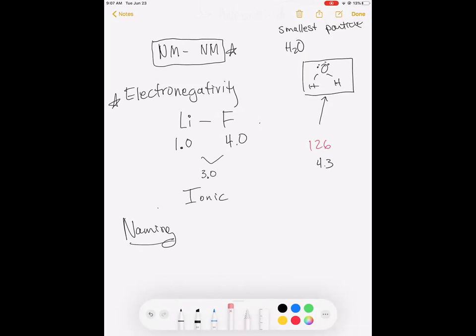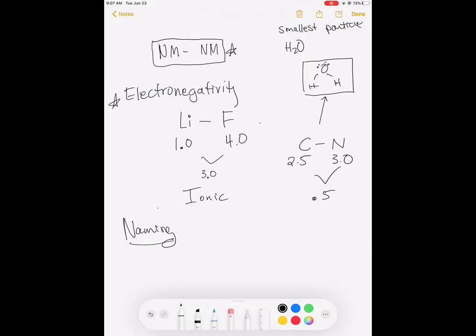Let's look at another one. Let's say that you have a bond between carbon and nitrogen. Carbon is 2.5. Nitrogen is 3 overall. They have a difference of 0.5. Remember, I don't want negatives there. It's just what is the overall difference.